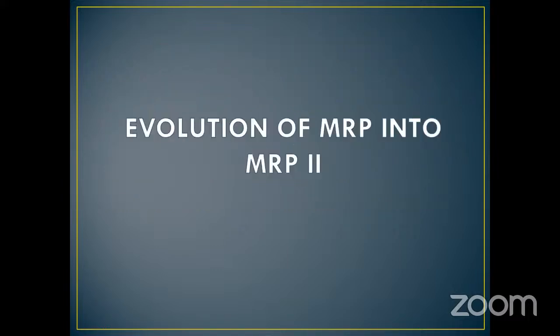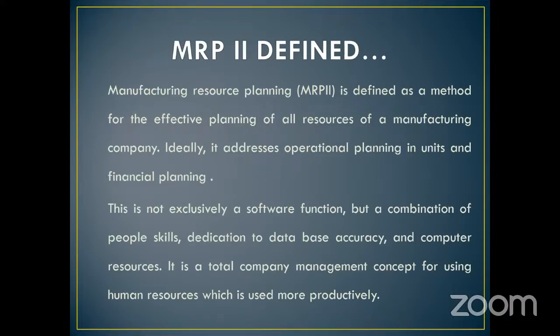After knowing the whole of MRP1, now we have to move to the next concept, called MRP2, or the evolution of MRP2. What is material requirement planning? Initially MRP1. Here it is manufacturing resource planning. In MRP1 it is called material requirement planning, but in MRP2 it is treated as manufacturing resource planning.